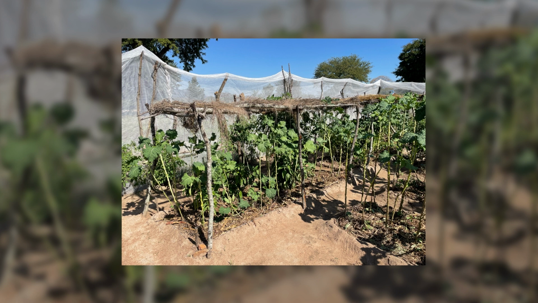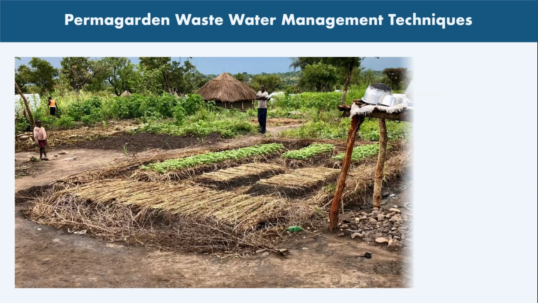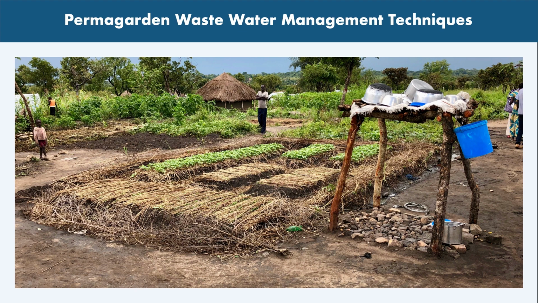This is a particularly useful approach in dryland areas. Planting trees can also help to shield plants from strong winds. Aside from rainwater, another key source of water for permagardens is wastewater, also known as grey water. This is an often overlooked resource that can make a huge difference, particularly for dry season production. We will review 2 techniques to use wastewater now.